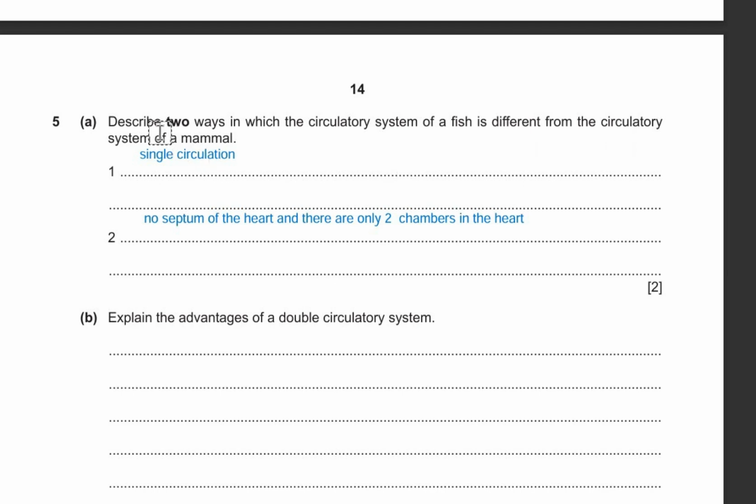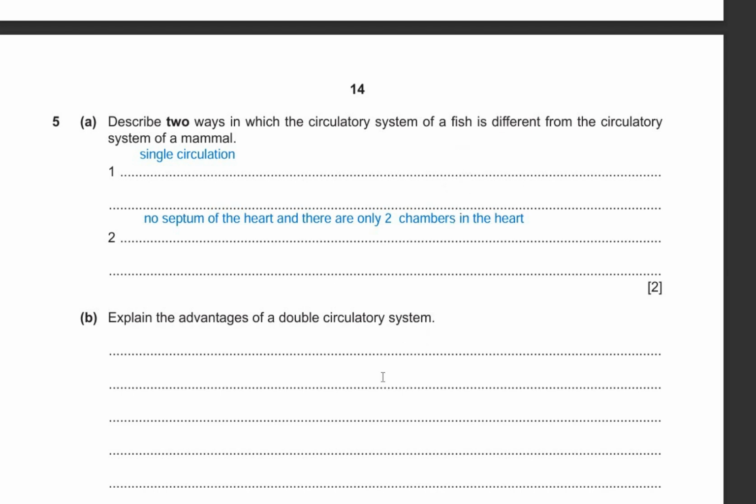We all know that the circulatory system of the fish is a single circulation. The blood leaves the heart only once in a single circuit, and it has no septum, and there are only two chambers in the heart. So we are going to write this down in the answer. As compared to the mammals, in which the blood passes through the heart twice, once in the pulmonary circuit and the second in the systemic circuit.